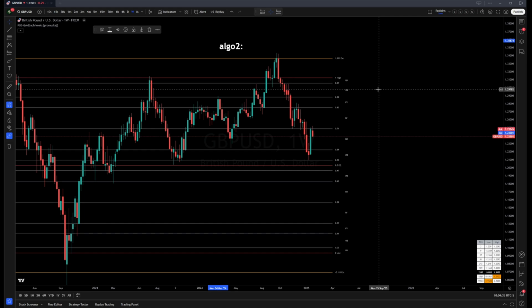But it essentially goes from the rejection block down to the breaker, retraces back to our fair value gap. That's where we get our entries in the fair value partition.